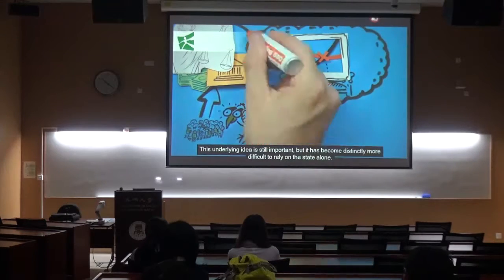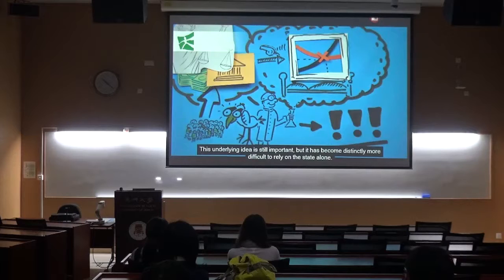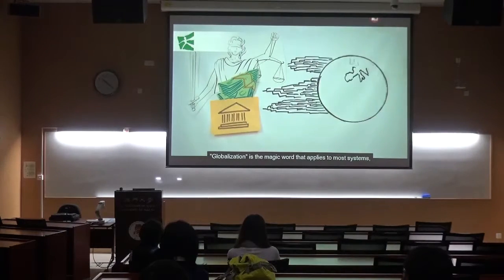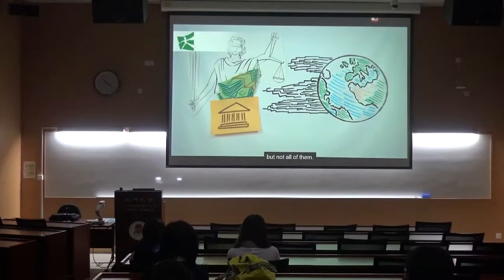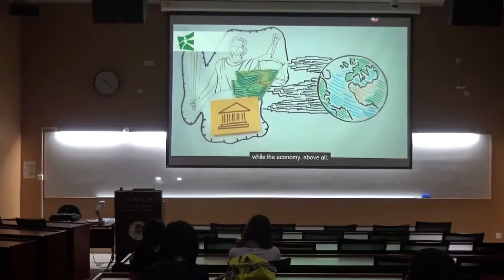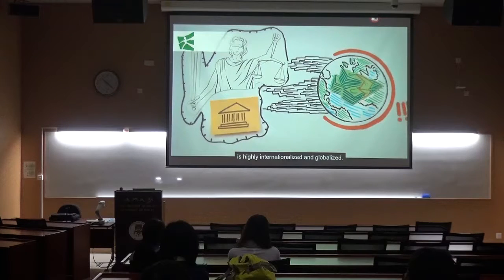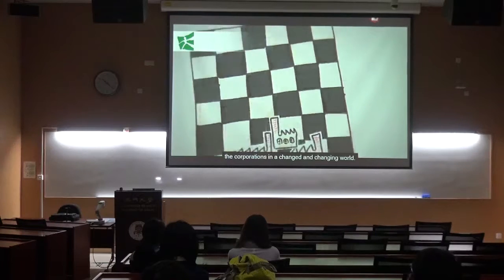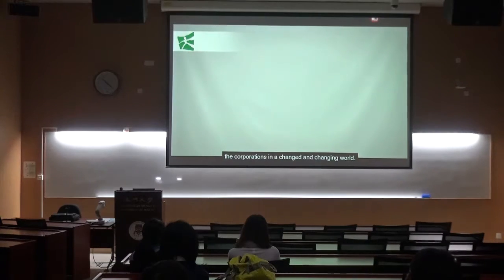The thought that a market economy should be embedded in a political framework that determines the rules of the game. This underlying idea is still important, but it has become distinctly more difficult to rely on the state alone. Societal differentiation has progressed because most systems have internationalized. Globalization is the magic word that applies to most systems, but not all of them. Politics, and particularly law, tend to be bound to one country's borders, while the economy, above all, is highly internationalized and globalized. This makes effective regulation difficult. Thus, it is now not only about the classic rules of the game, but also about the moves of the players, the corporations, in a changed and changing world.